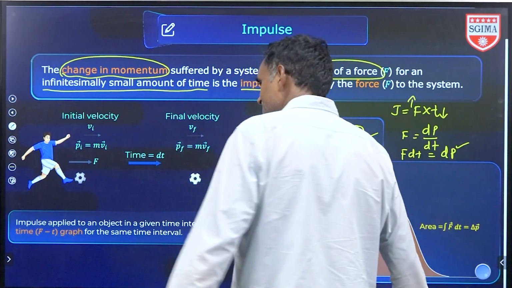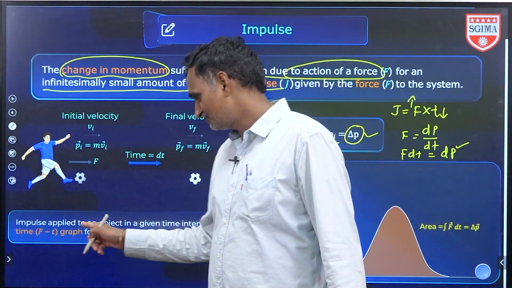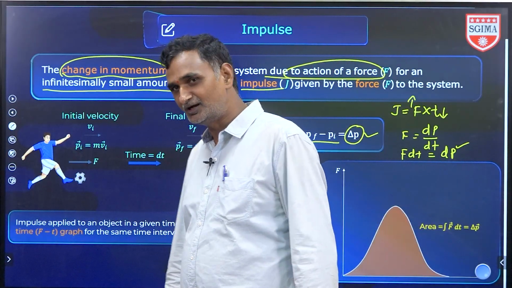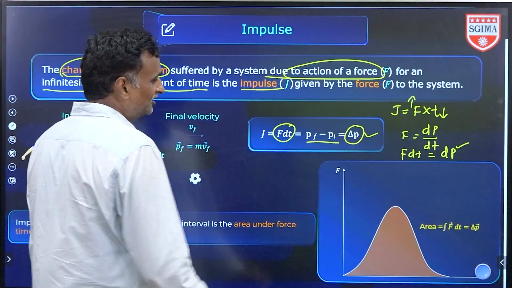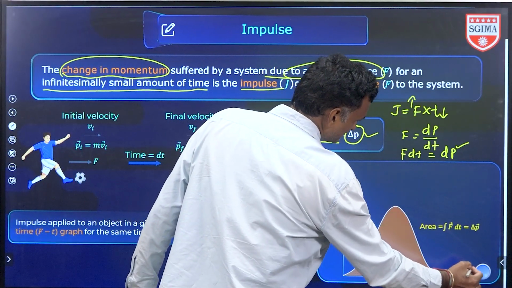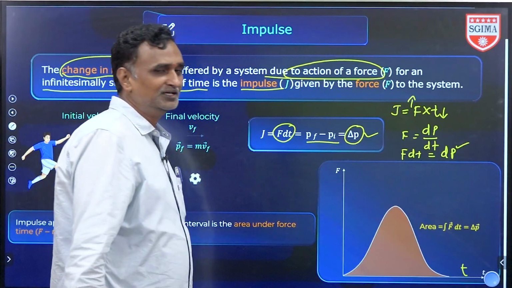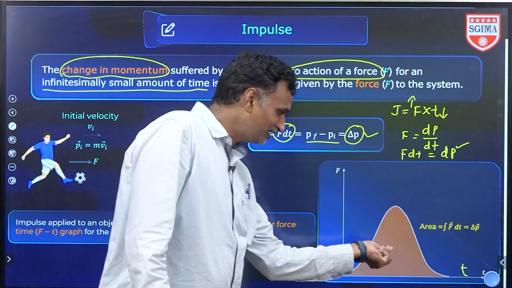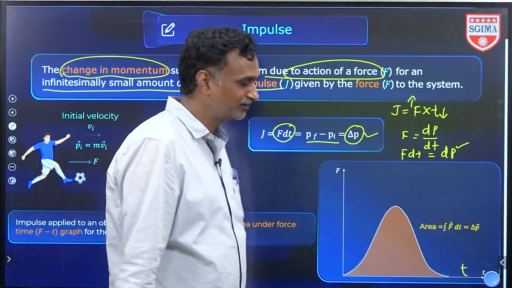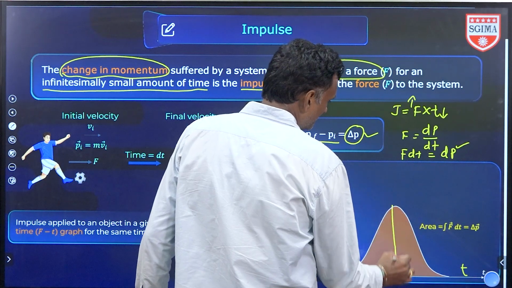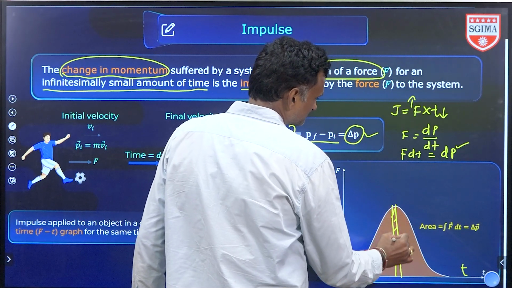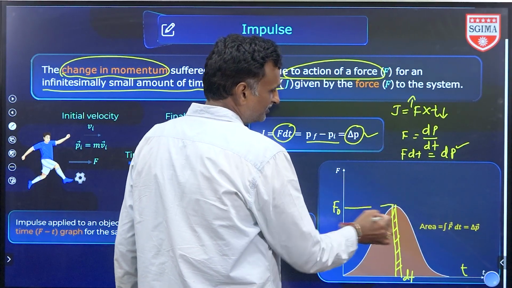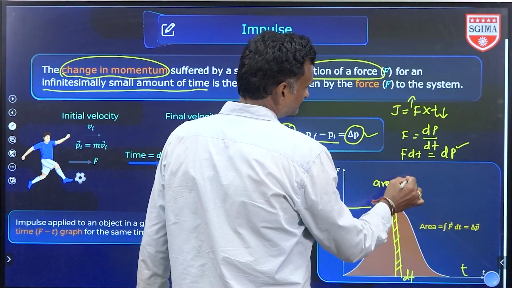Next, and it is also very essential: impulse applied to an object in the given time interval is the area under the F-t graph, the force and time graph. So for the force acting versus time graph, if we get this curve, the area under this curve gives the impulse. Why? Because if we take a small element, and this could be taken as a dt function, and this could be taken as F naught, what is the area of the element?